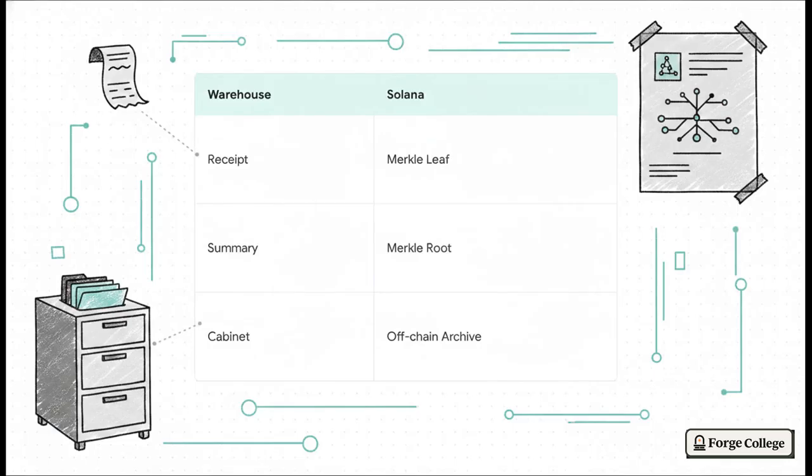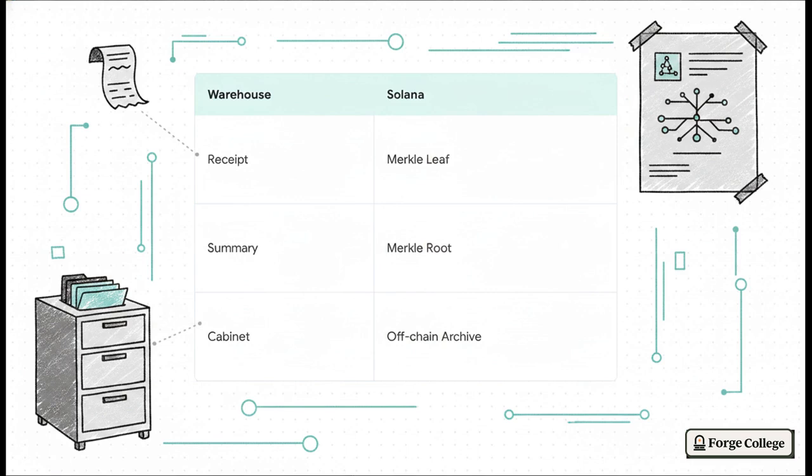Notice how beautifully this warehouse analogy actually maps to real Solana architecture. That little receipt you hold, that is a Merkle leaf, a tiny hash representing your specific data. The summary sheet taped to the office wall, that's your Merkle root, the master hash anchored on chain. And that filing cabinet in the back room holding all the bulky stuff, that is your off-chain archive, like Arweave or IPFS, hosting the actual image files and extended metadata.